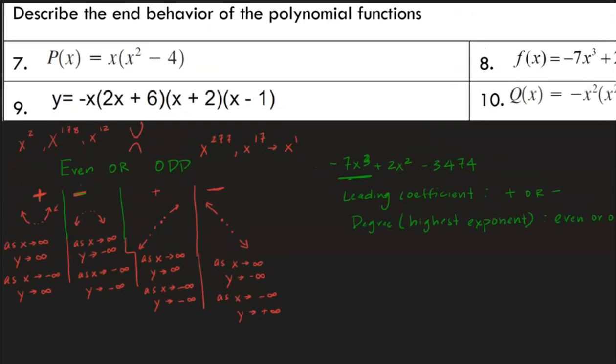Okay. For number 7, all we have to really pay attention to are the leading terms, just like those. So that's x to the 1 times x to the 2nd, which gives you x to the 3rd, and it's a positive 1. So that means, okay, x is odd and it has a positive coefficient.